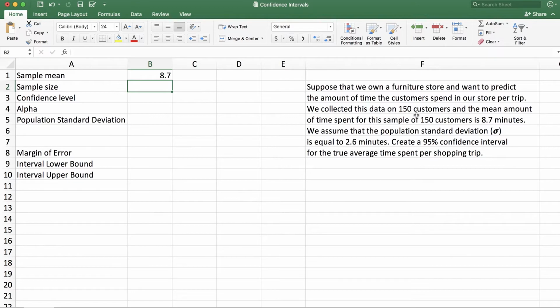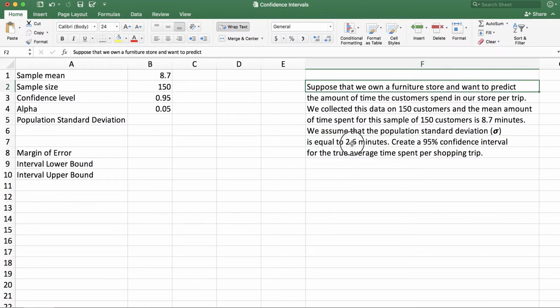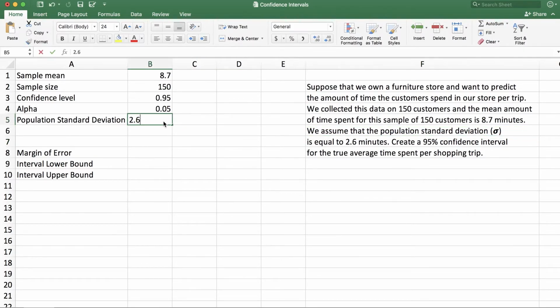What is the sample size? So we collected a data set on 150 customers, therefore my sample size is 150. The confidence level is 95% or 0.95 as given by the question. And then alpha, in other words, the significance level is going to be equal to 1 minus the confidence level. So in this case, the alpha value is 0.05. And the last piece of information I need to provide is the population standard deviation, which is given in the question as 2.6 minutes. Okay?